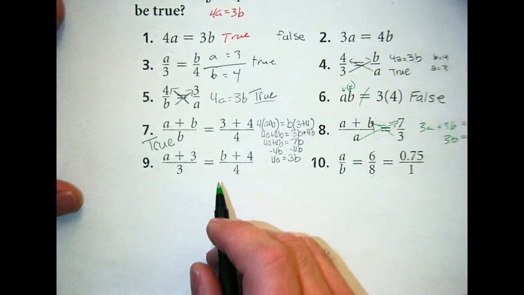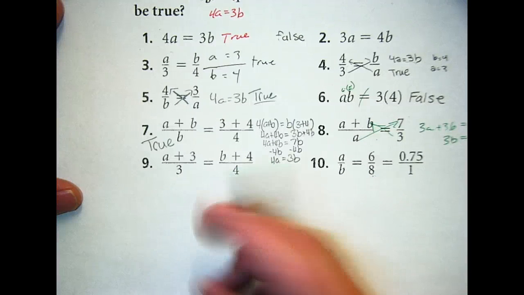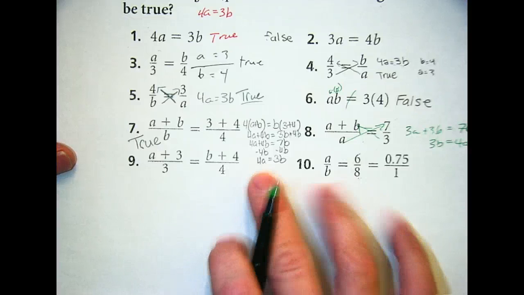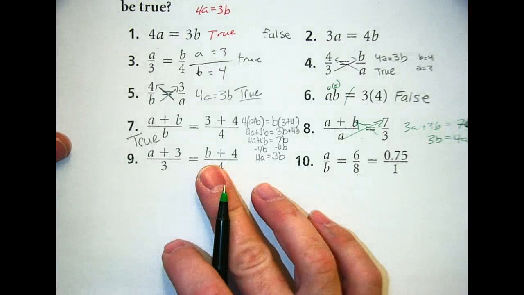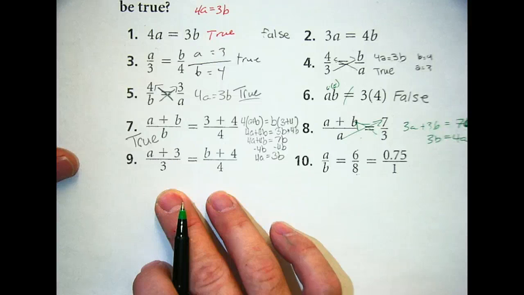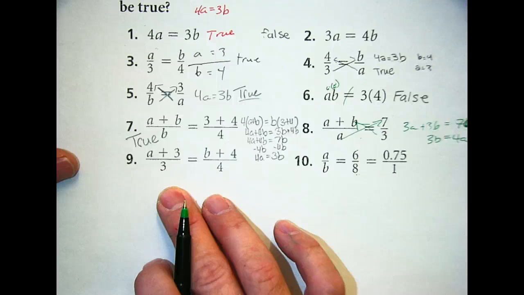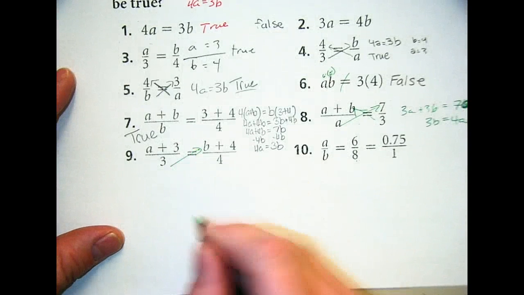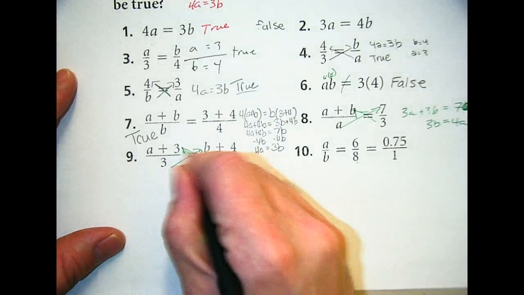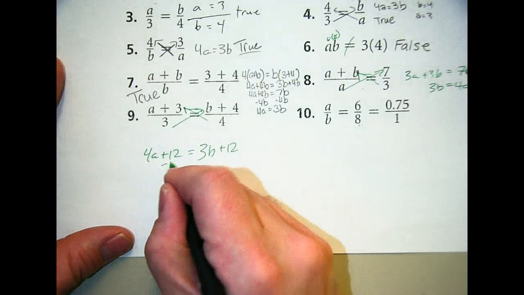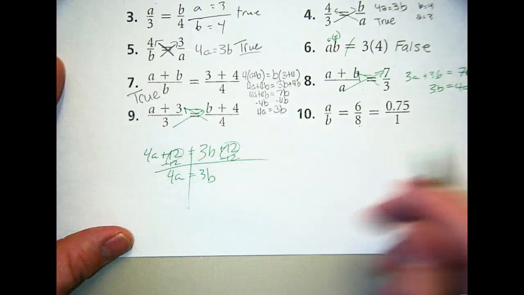Number 9. Who says true? Who says false? You have to vote. You have to have an opinion. You can't take someone else's opinion. It is your right in this country to vote once you're 18, but in this class, once you're 12. Who says true on 9? Who says false on 9? Justify to your neighbor quickly why it's true or false. How many of you said true? Everyone says true now. Okay, true.